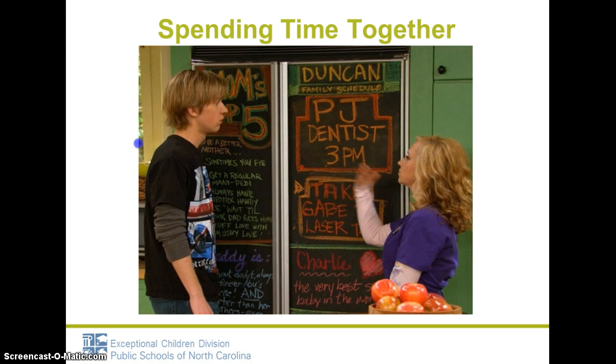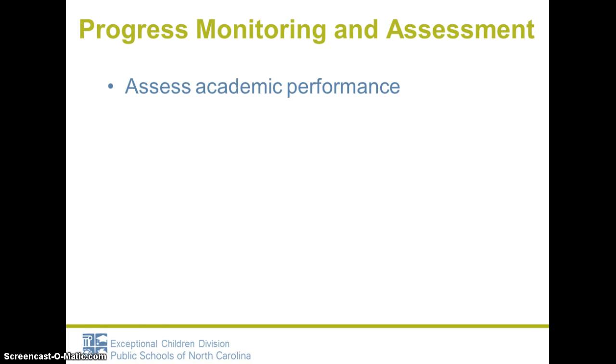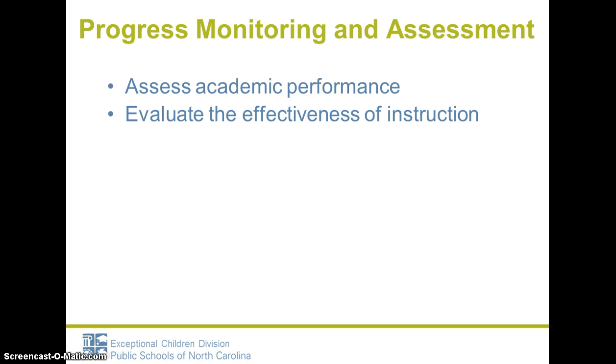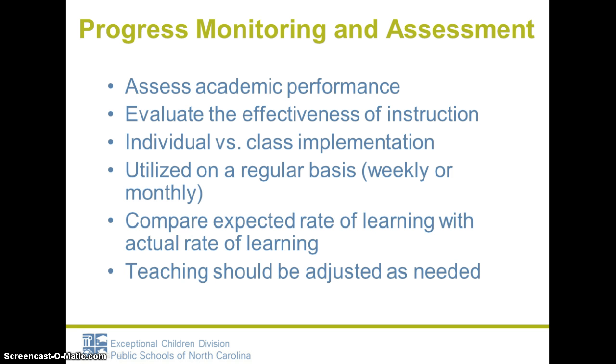So let's talk about spending some time together for progress monitoring and assessment. Progress monitoring is a scientifically based practice that is used to assess students' academic performance and evaluate the effectiveness of instruction. Progress monitoring can be implemented with individual students or an entire class. To implement progress monitoring, the students' current levels of performance are determined and goals are identified for learning that will take place over time. The student's academic performance is measured on a regular basis, weekly or monthly. This can also be the case for a student's behavioral performance.